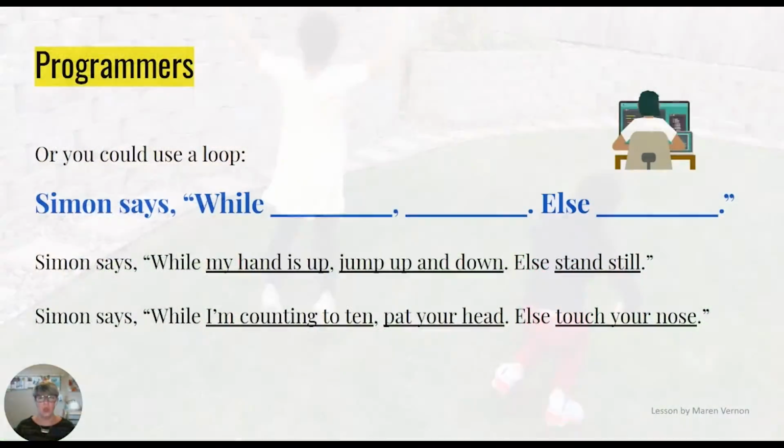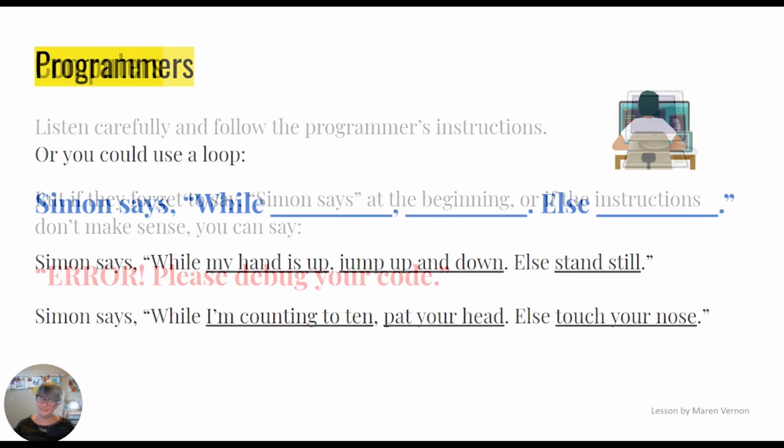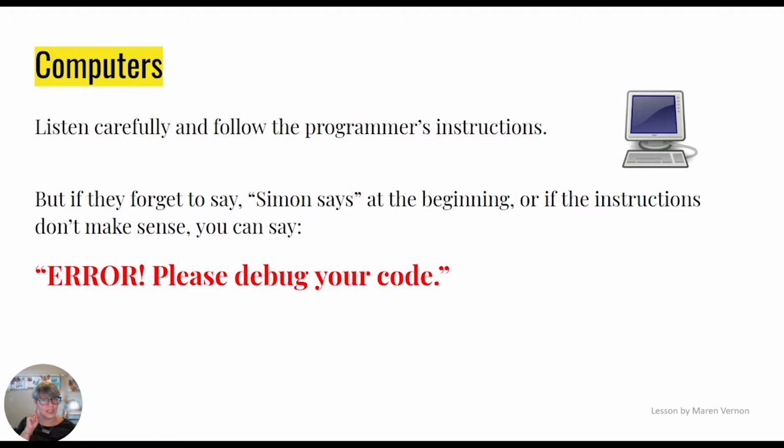Nice work. You could also use a loop. Simon says, while my hand is up, jump up and down. Else, stand still. Or Simon says, while I'm counting to 10, pat your head. Else, touch your nose. The computer's job is to listen carefully and follow the programmer's instructions. However, if they forget to say Simon says at the beginning, or if the instructions don't make sense, you can say, error, please debug your code.